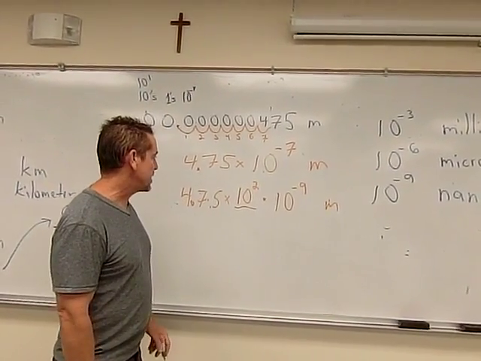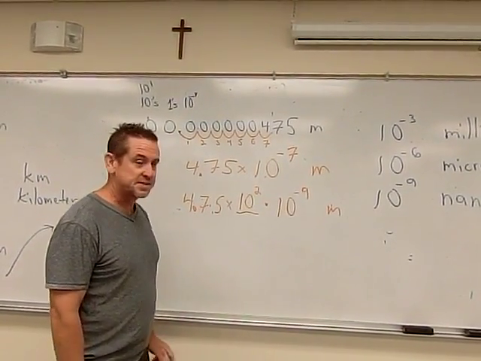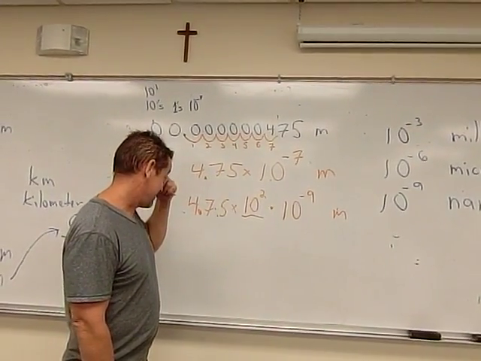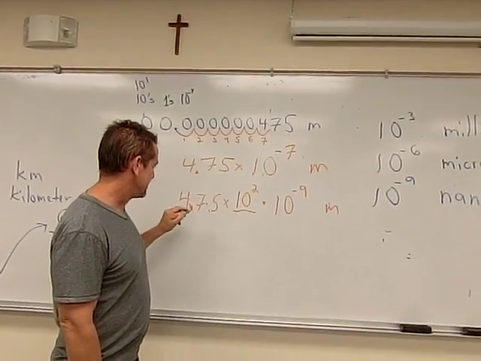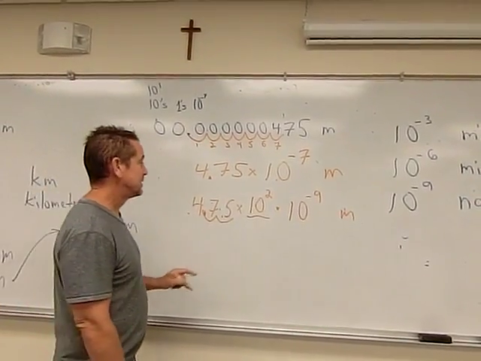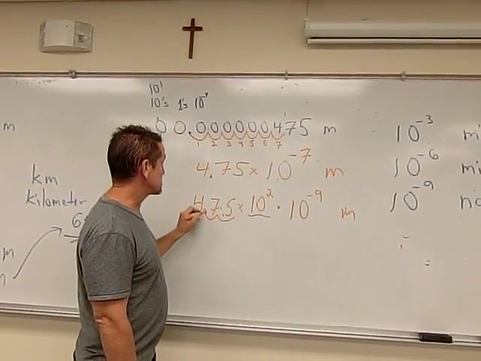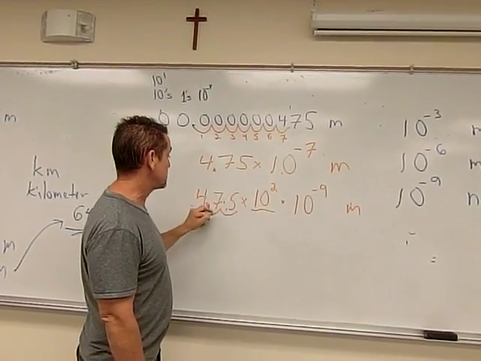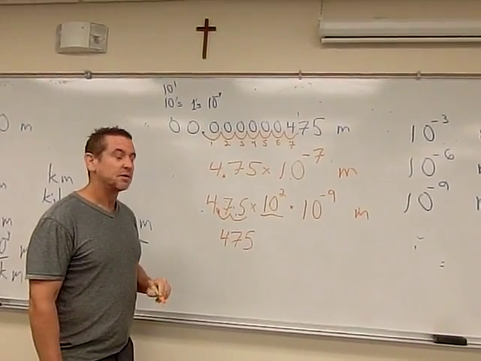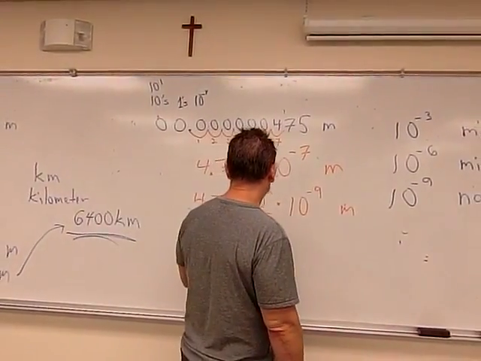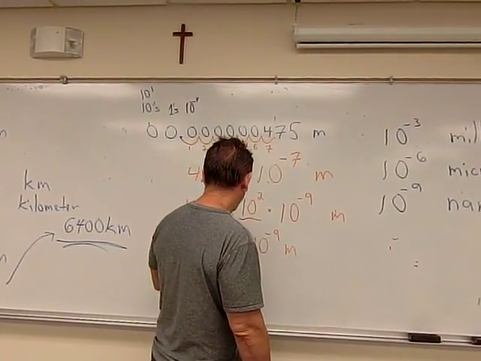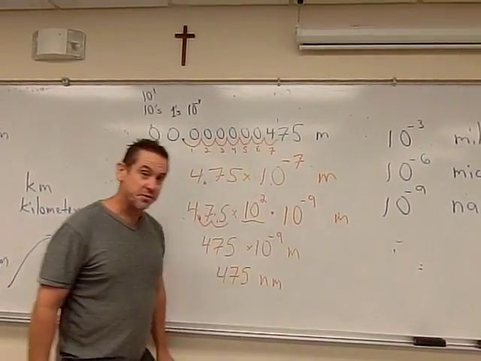So what's another way to write 4.75 times 10 squared? 475. Right? I just moved the decimal over twice. Yeah, it's just 2 powers of 10. So it's 475 times 10 to the minus 9 meters, or 475 nanometers.